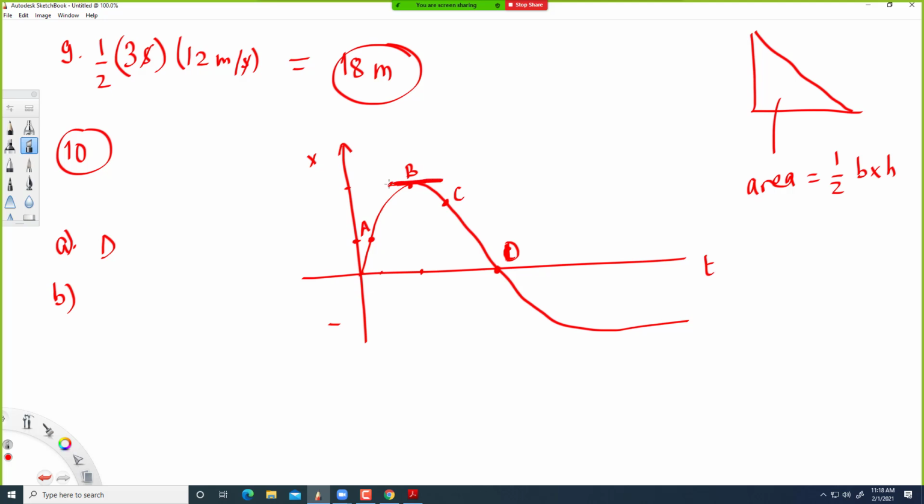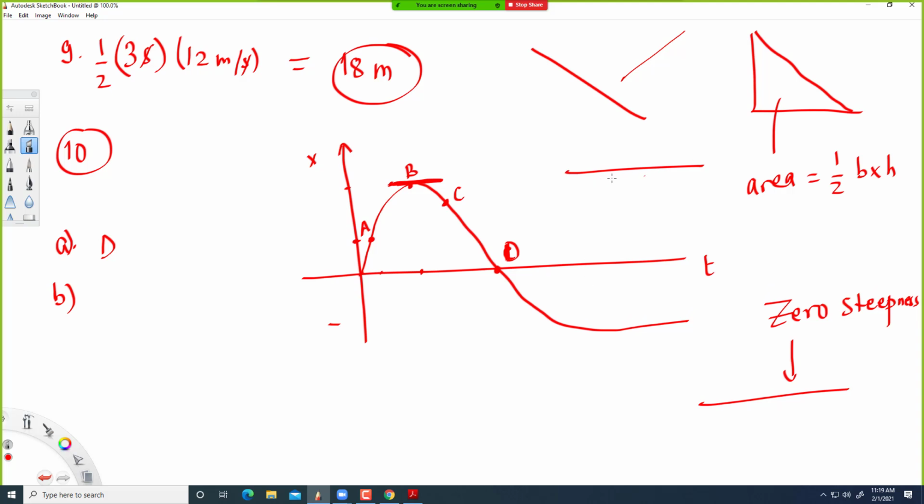Is that 0 slope? Whenever you have a flat line, it's a 0 slope. There is no steepness. Slope and steepness are the same thing. So this has some steepness, this has some steepness, but there's no steepness with that. So that's B. Down here, it's also a flat line, so there is no steepness. That's also a 0 speed point.